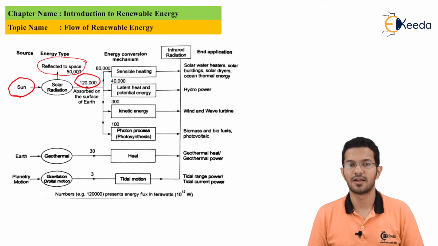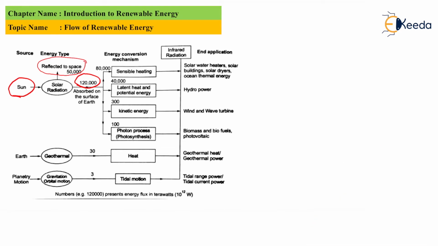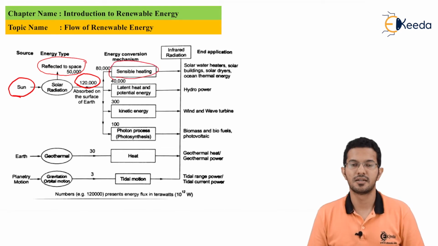Now this 1,20,000 units of solar flux is being used to meet its end applications. The 80,000 units of solar flux is used by means of sensible heating. That means the sun's radiation is directly used as sensible heating in applications such as solar water heaters, solar buildings, solar dryers, and ocean thermal energy.